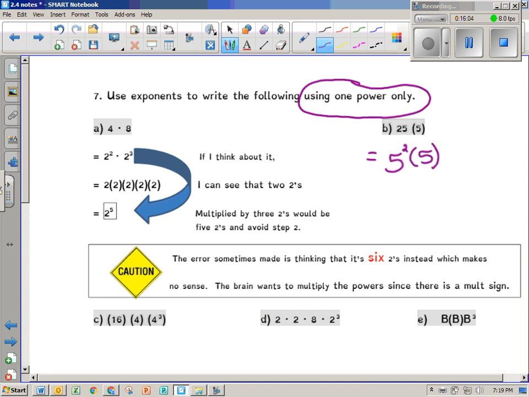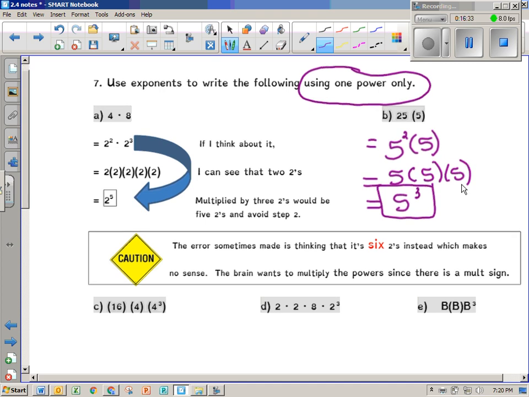So if you have 2 5's and you multiply it times one more 5, well, you've got 3 5's altogether. So you could either write it as 5 times 5 times 5. That would be expanded form, but we're shooting for one power only. So we would have 5 to the third.